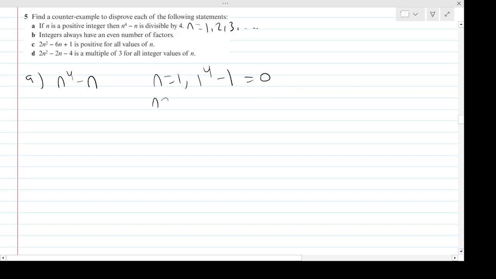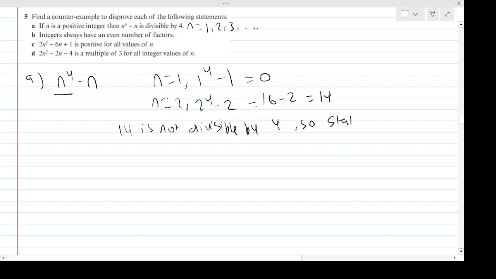What about when n is 2 then? Then we have 2 to the 4 minus 2, n to the 4 minus n. So 2 to the 4 is 16, and then 16 take away 2 is 14. Well, hang on a minute, 14 is not divisible by 4, right? 14 is not divisible by 4. So the statement is false when n is 2.